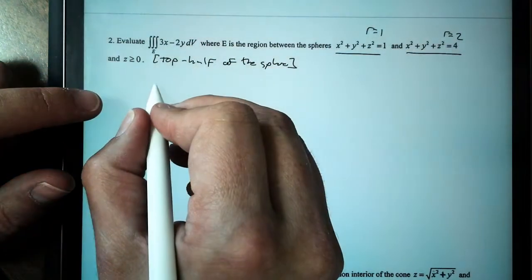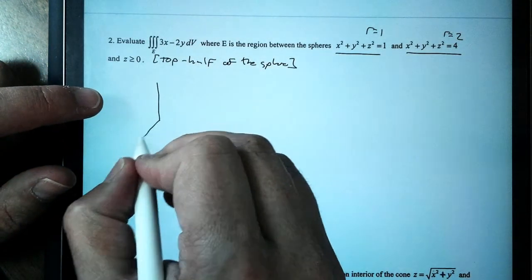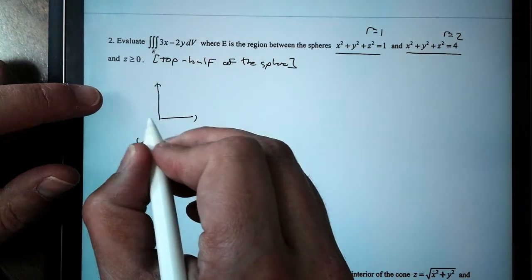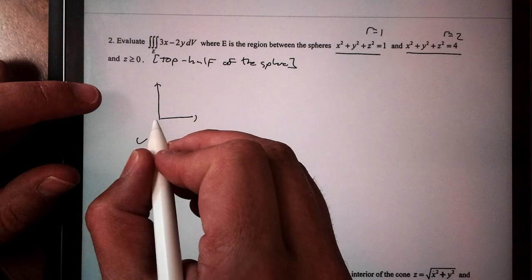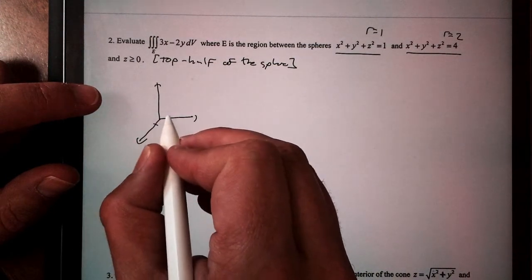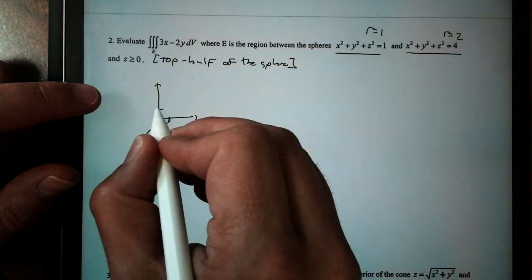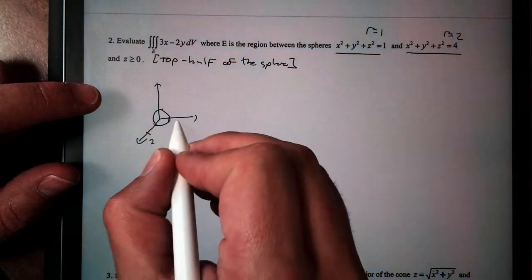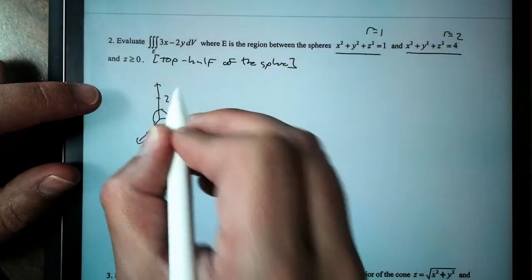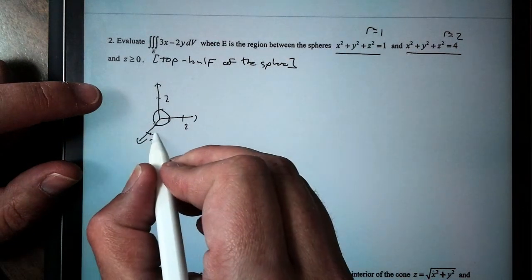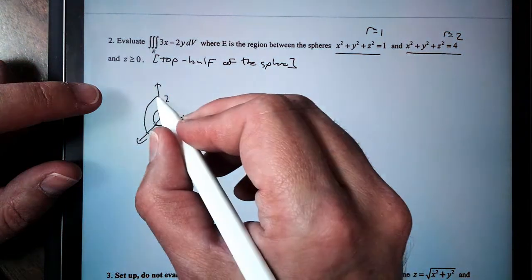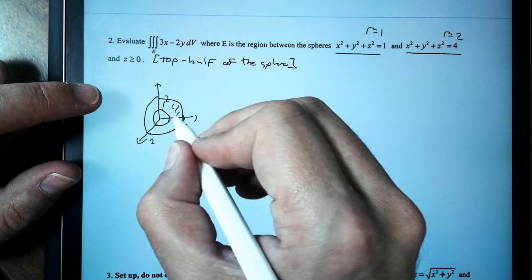So when we graph this, I'm only going to look at the first octant, but you'll get the idea. My first sphere has a radius of 1, goes like this, up 1. My second sphere has a radius of 2, goes out here, and 2, and 2. Now remember, we only want the part in the middle. So we're going to shade this little middle part right here.